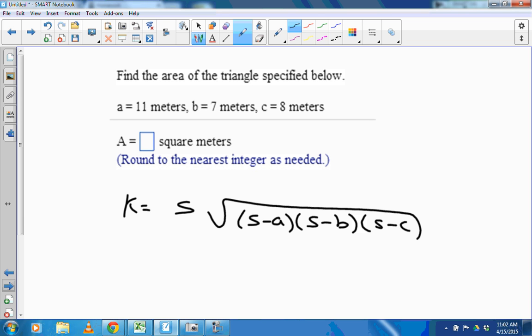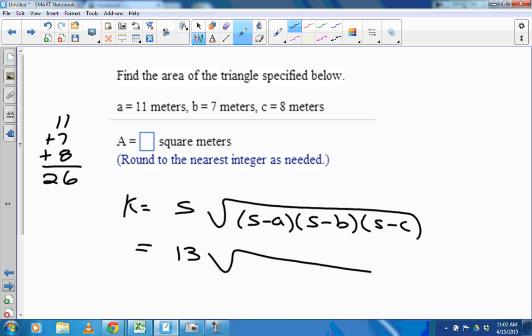Okay, so the perimeter here is 11 plus 7 plus 8, which would be 26. So S would be 13. So this is 13 times 13 minus 11 times 13 minus 7 times 13 minus 8. Okay, just throw it in the calculator.